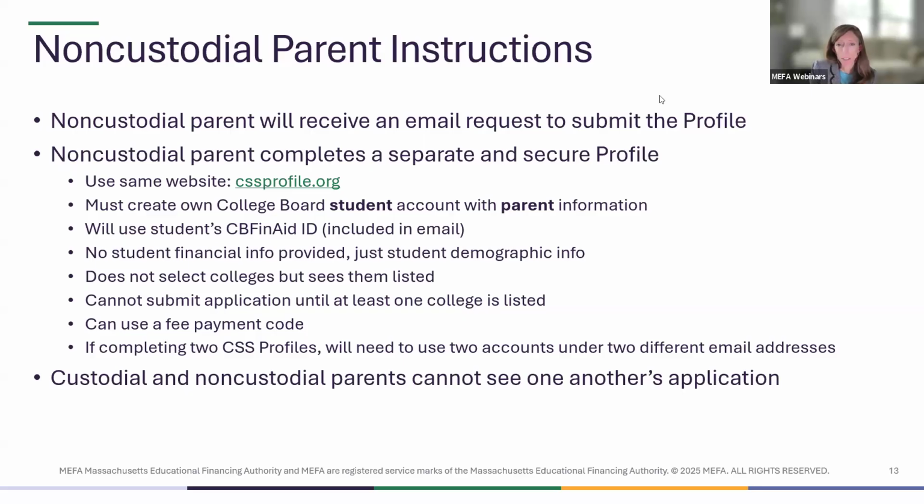You're going to have to put in the student's, it's called their CB FinAid ID. It's basically their profile ID number. That'll be in the email you get. And you don't have to actually provide student financial information because the student will fill that out on their own. You're just going to have to provide your own financial information and then just student demographic info. You don't have to list the colleges where the student's applying. That'll already be on there.